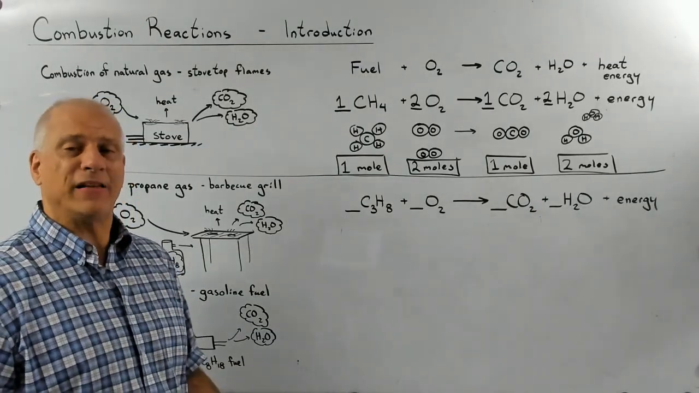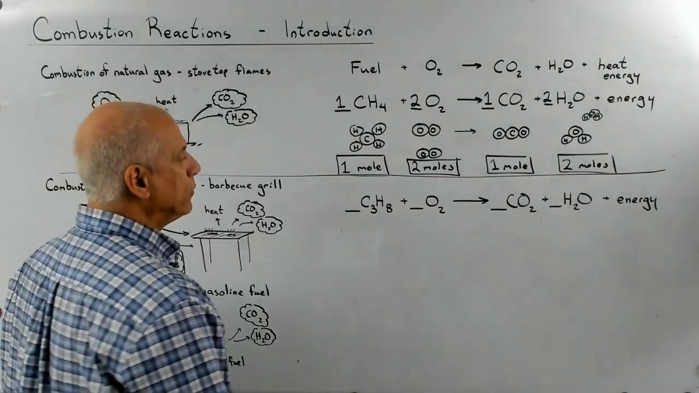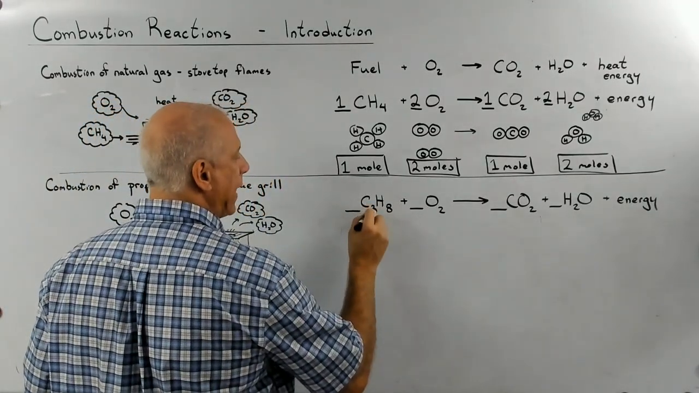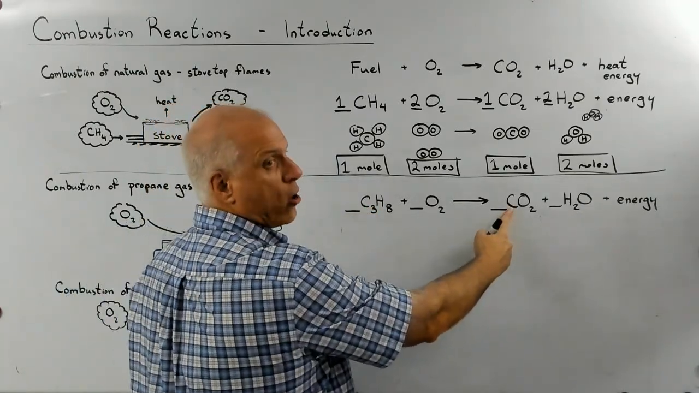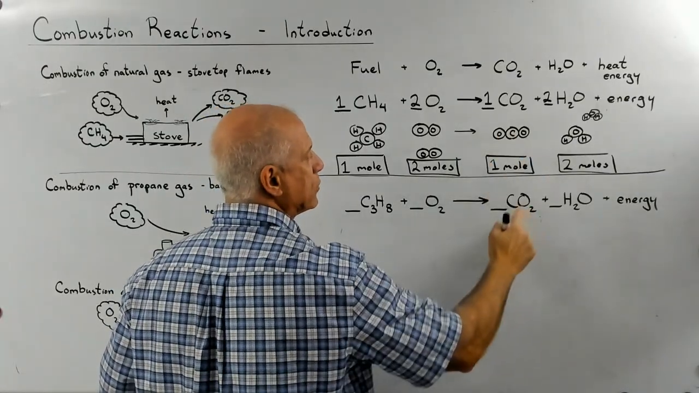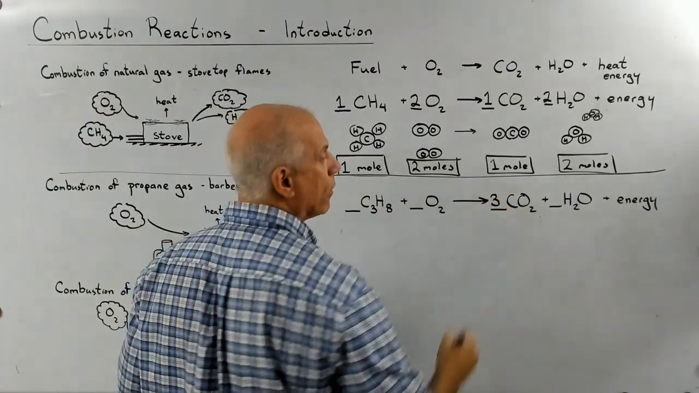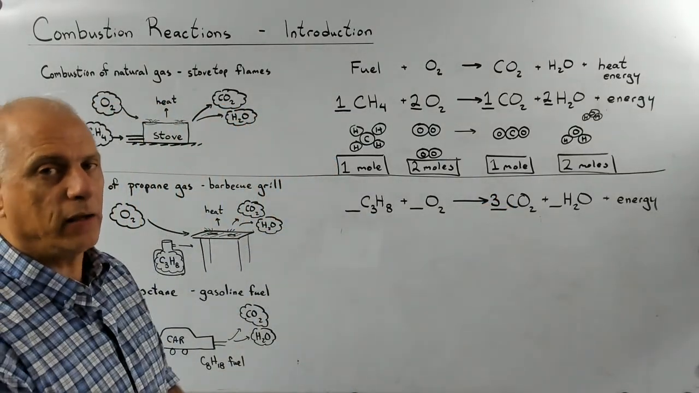Now we have to balance this. I can draw all the atoms, but let's try to do this without drawing them. I have 3 carbon atoms here. This only represents 1 carbon atom. Remember, CO2 is 1 carbon atom and 2 oxygen. So if I have 3 carbon atoms, I must end up with 3 carbon atoms, so I'm going to balance the carbons. Carbons are taken care of.